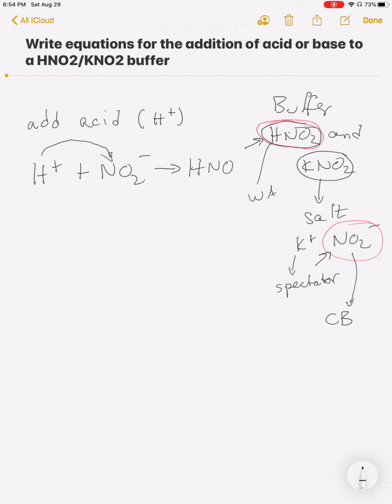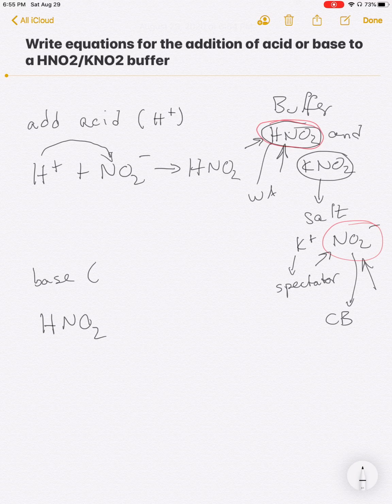the nitrous acid. Now, if we add base to the buffer instead, then the next question is, what is the base going to react with? Is the base going to react with the conjugate acid part of the buffer or the conjugate base part of the buffer? I would expect it to react with the conjugate acid part of the buffer. So the base is going to react with the nitrous acid.